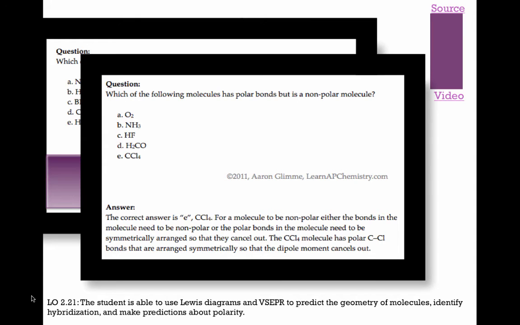Okay, here's why. Draw out CCl4. What's the central atom? C. So you draw C. It is tetrahedral.